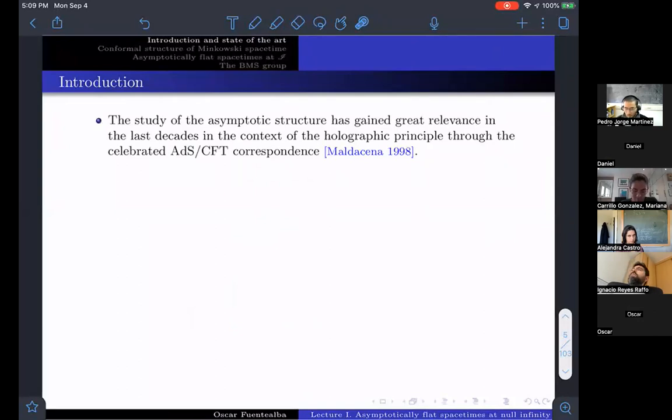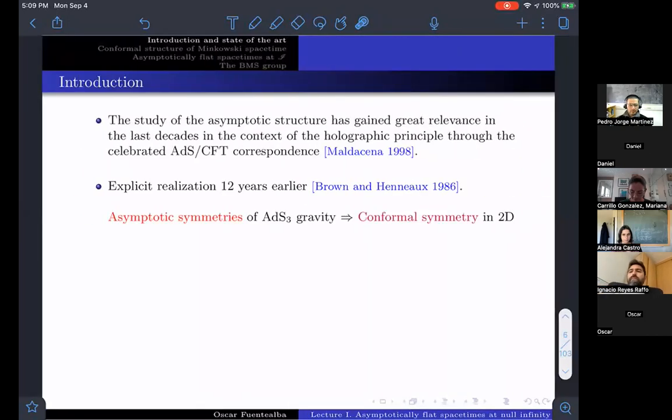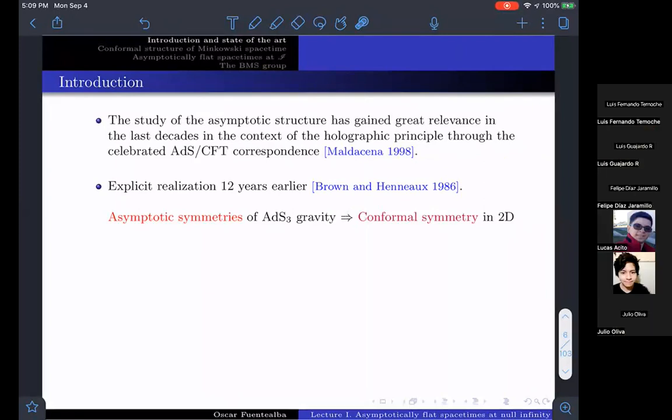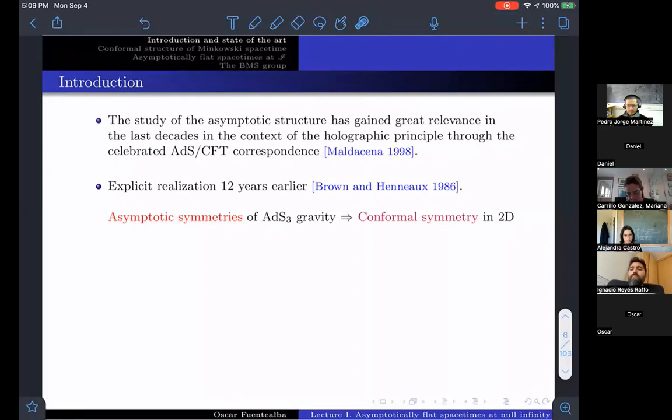So we know that the asymptotic structure has gained great relevance in the last decades in the context of the holographic principle, in the famous AdS/CFT correspondence. However, an explicit realization of this holographic principle was found almost 12 years earlier, not talking about the holographic principle, but by studying the asymptotic symmetries of gravity in 3D with negative cosmological constant. And this was found by Brown and Henneaux in the 80s, 86.